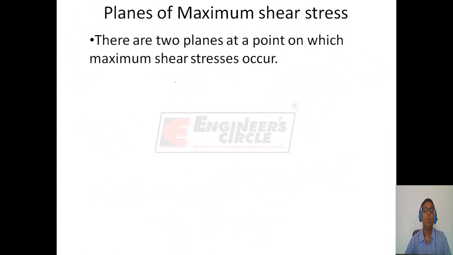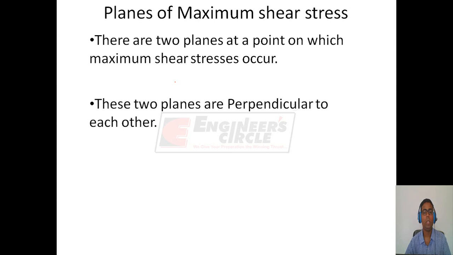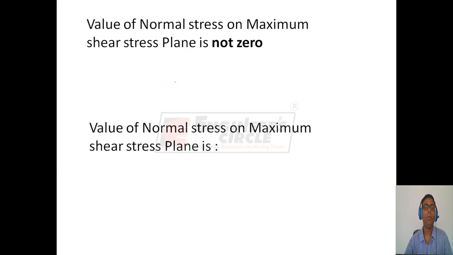So let us revise what we have learned in this topic. There are two planes at a point on which maximum shear stresses occur, and these two planes are perpendicular to each other. One is the plane on which tau max occurs, and the other is the plane on which minus tau max occurs. The value of normal stress on the maximum shear stress plane is not 0, and it is given by sigma xx plus sigma yy by 2.